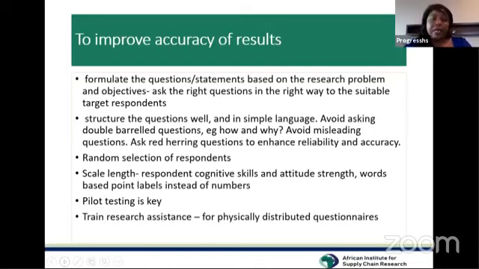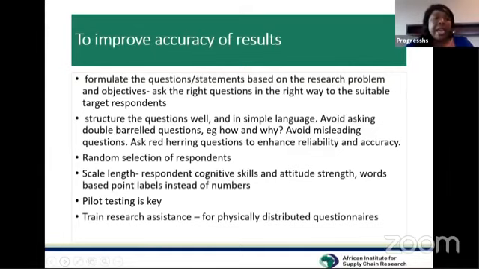Avoid asking leading questions and ambiguous questions that are so unclear. Also add a few red herring questions that have nothing to do with the survey, just to help you keep track of who has been paying attention as they were answering. This will also help you check the accuracy, or how honest the responses given by the respondents are. Also try and randomly select your respondents if you can.